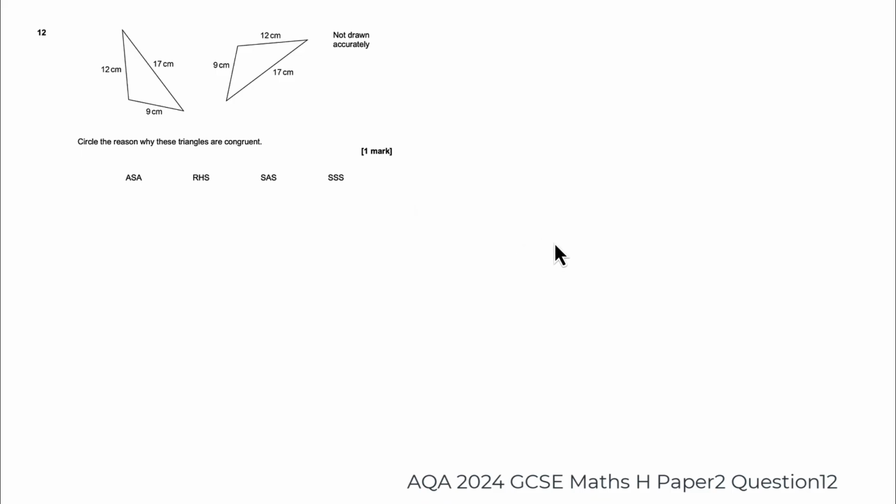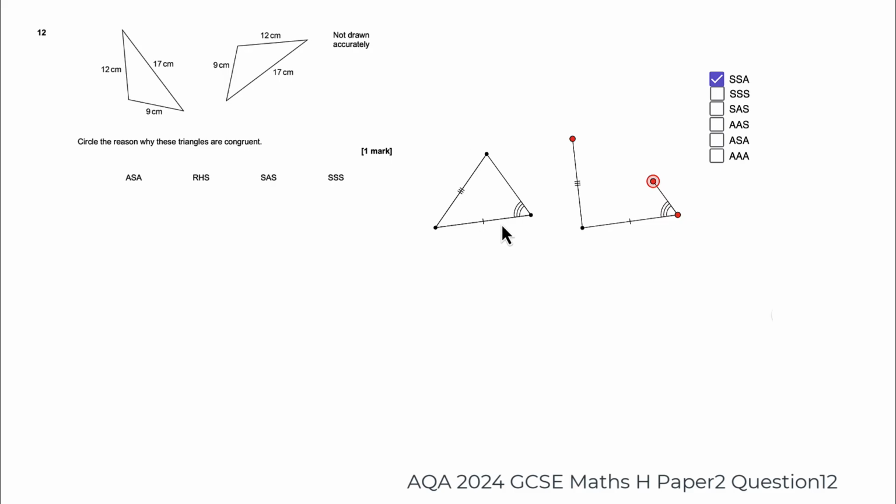Well, let's have a look at a little animation first. So here we have a triangle. Now, I've ticked the box SSA. That means I've been given the lengths of 2 sides and an angle that's not in between the 2 sides. So these are the 2 sides I'm given, this one and this one. And there's the angle that's not in between them.